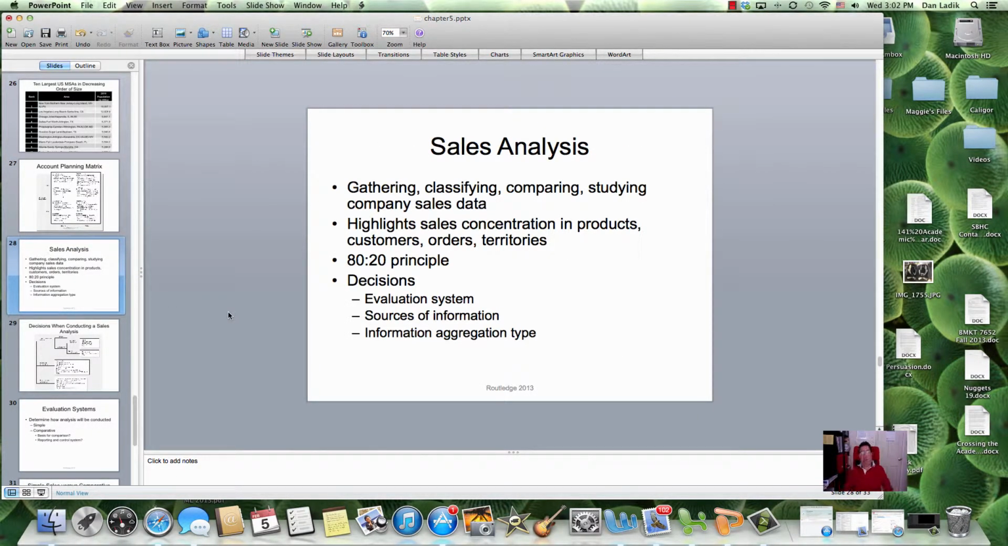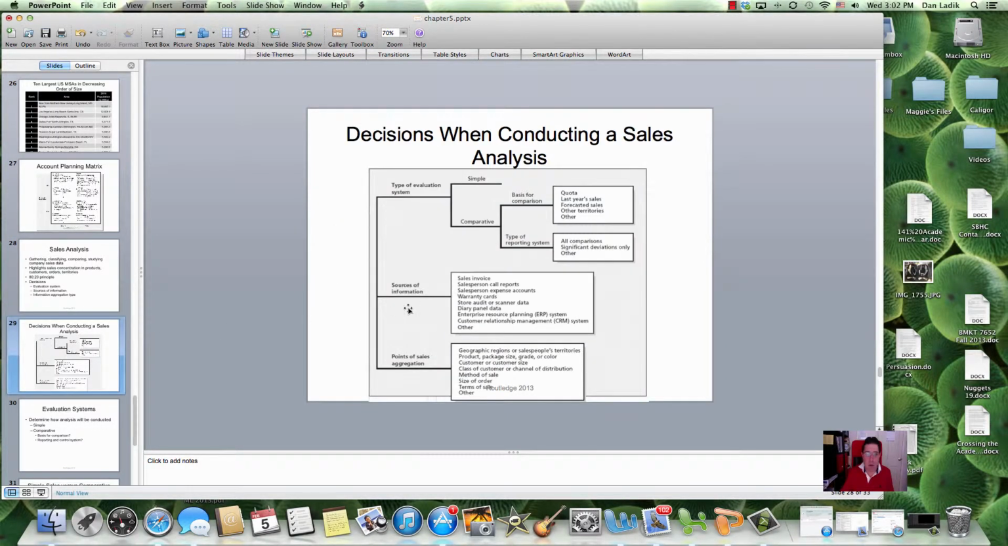So we do this kind of analysis. We're gathering our data. We're comparing historical sales data. We look at concentrations in products, customers, orders, and territories. We might use the Pareto principle, also known as the 80-20 rule, where we try to assign 80% of our sales force. We're trying to get the most revenue given our sales force. 80-20 means 80% of your revenue comes from 20% of your customers. So then we use this information going forward.